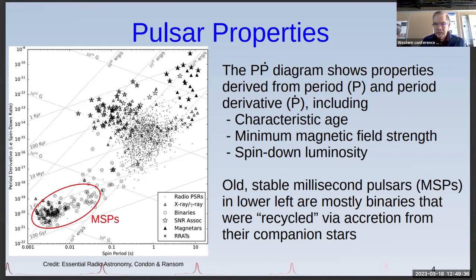What we're going to be interested in here today are called the millisecond pulsars. These are older generation pulsars. They're stable. They're in the lower left there, circled, and these are mostly from binary systems. They call it a recycled pulsar, where the main pulsar has accreted material from its companion star, and it's now a very stable pulsar.